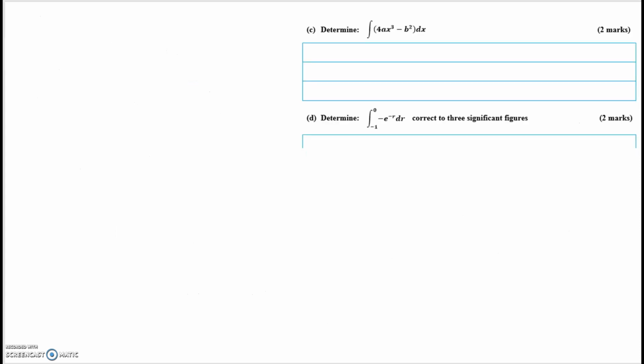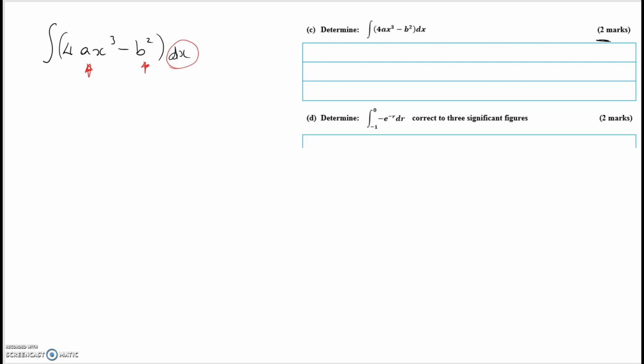The next question, again, looks like a straightforward integration, but just look, it's 2 marks this time, so it might be a little bit harder. Now what you should notice is that a and b are constants, and we're integrating with respect to x. So just need to watch that.